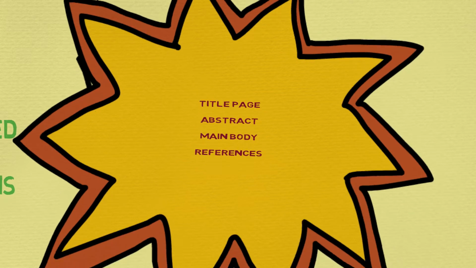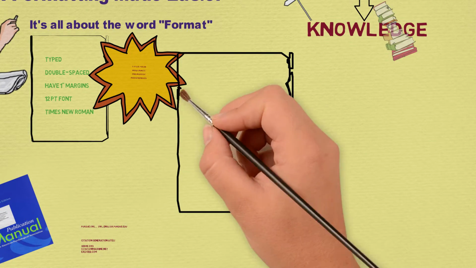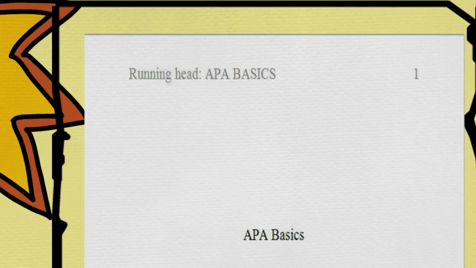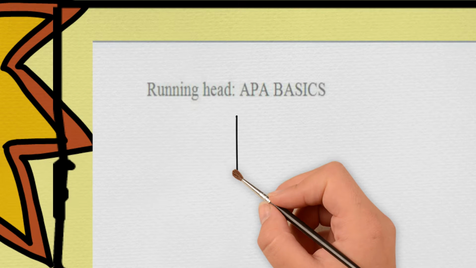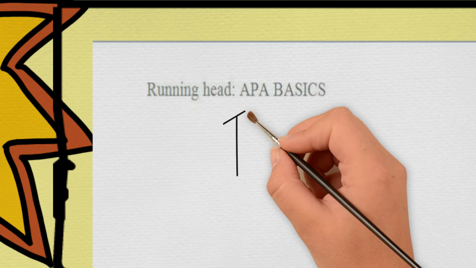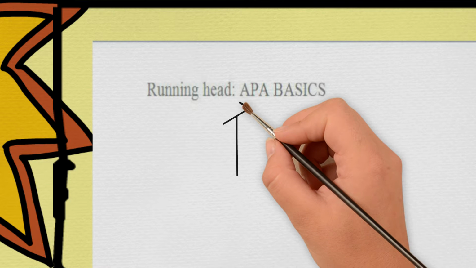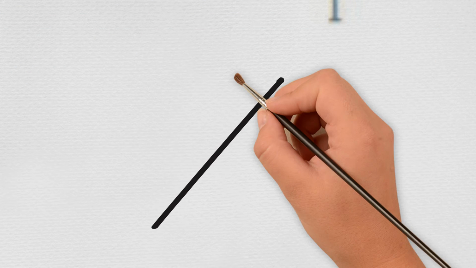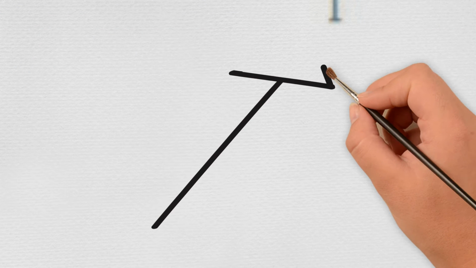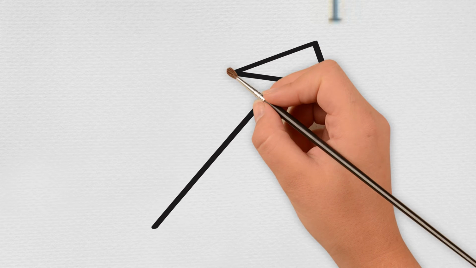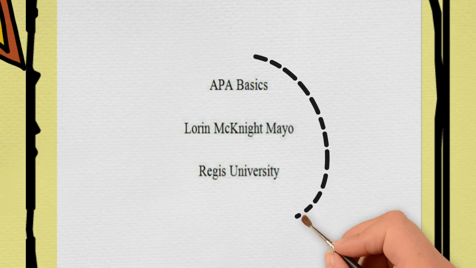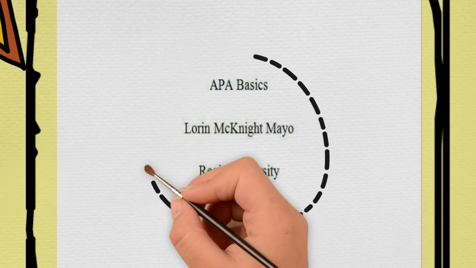The first page of your document is different than subsequent pages. In the upper left-hand corner are the words Running head with a capital R and a lowercase h and then a colon. Then the title of your document is in all caps. At the right margin is your page number. The page number stays in the same place throughout your document. At the center of your page is the title written normally with the first letter of each word capitalized, and then under that your name, and finally your school.